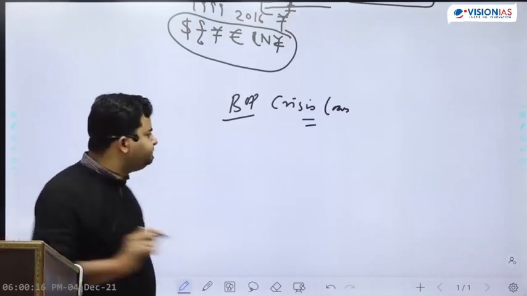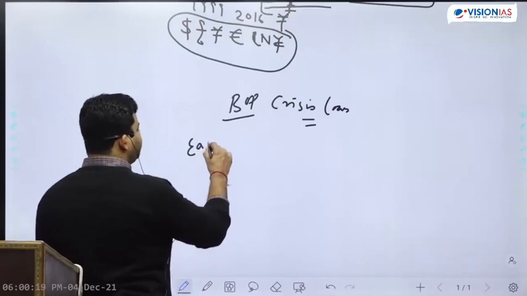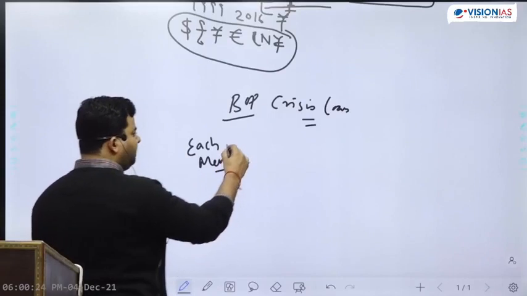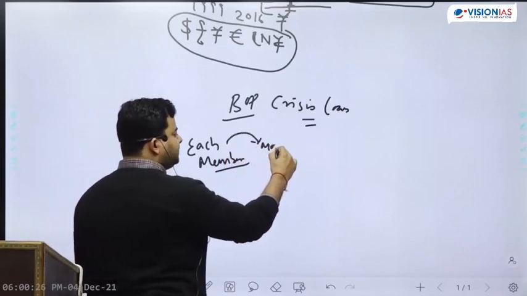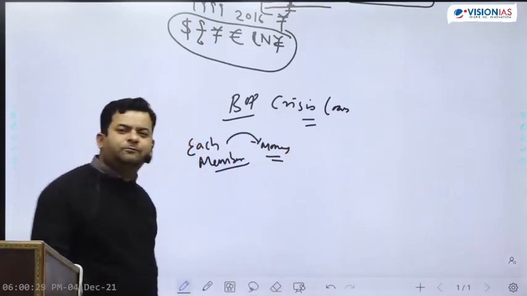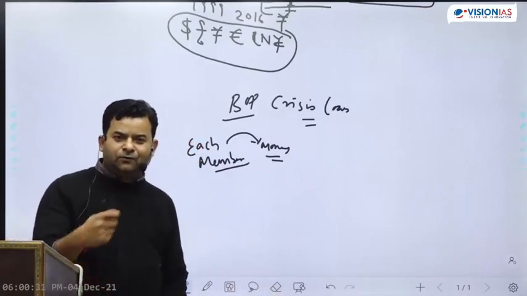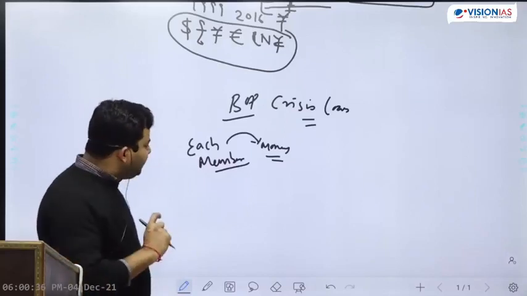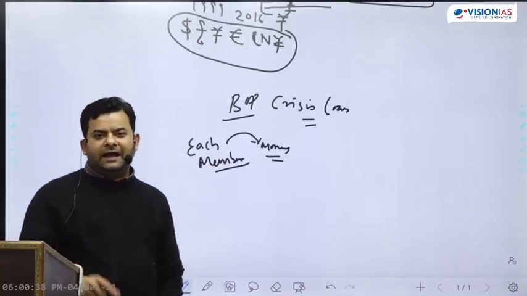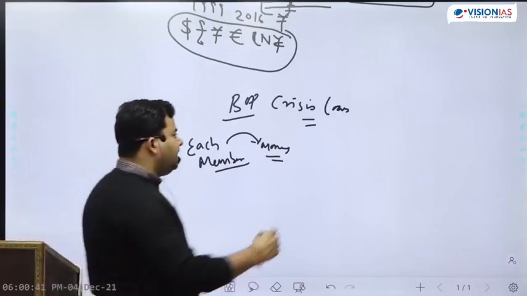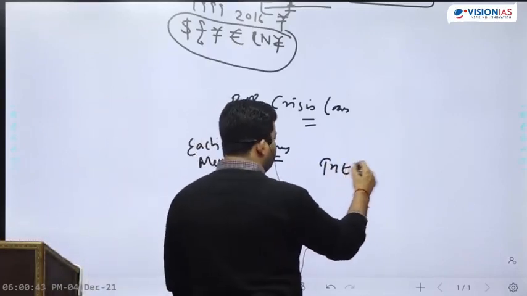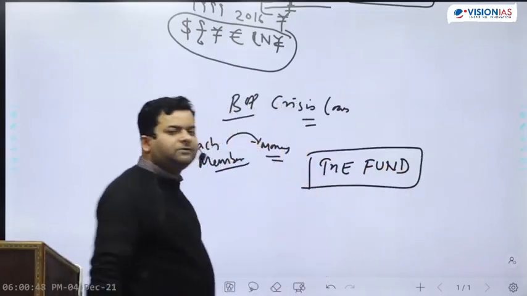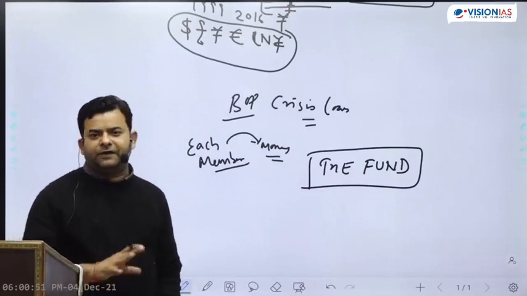So for that, they say each member country, that means all 190, will provide some money. Please understand the logic. It's as simple as the way you play at home with business cards, where some codes are given. So each member will provide some money, and this way a fund is created, and that is called the fund of IMF. So if "the fund" is written anywhere with nothing else, it talks about the IMF.